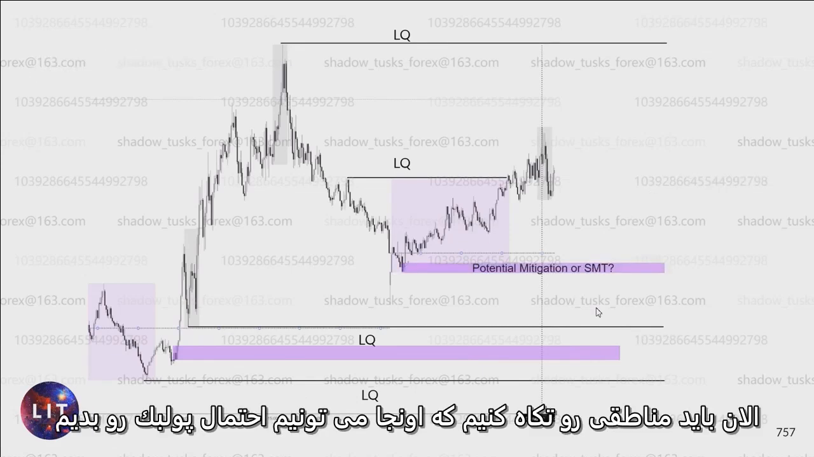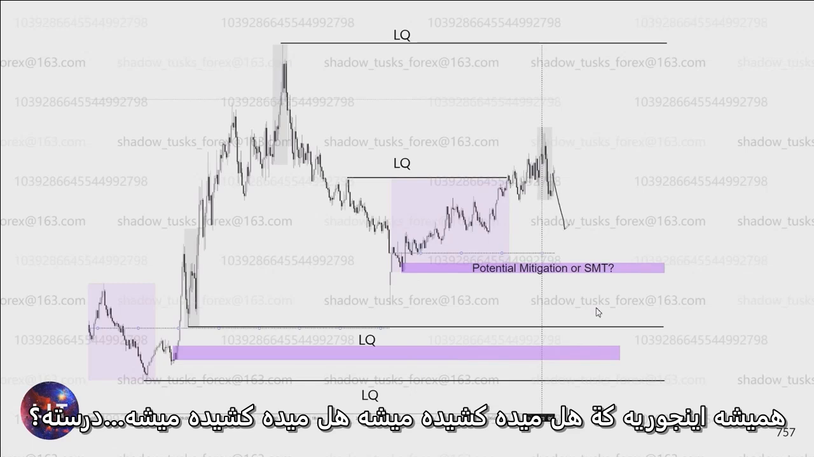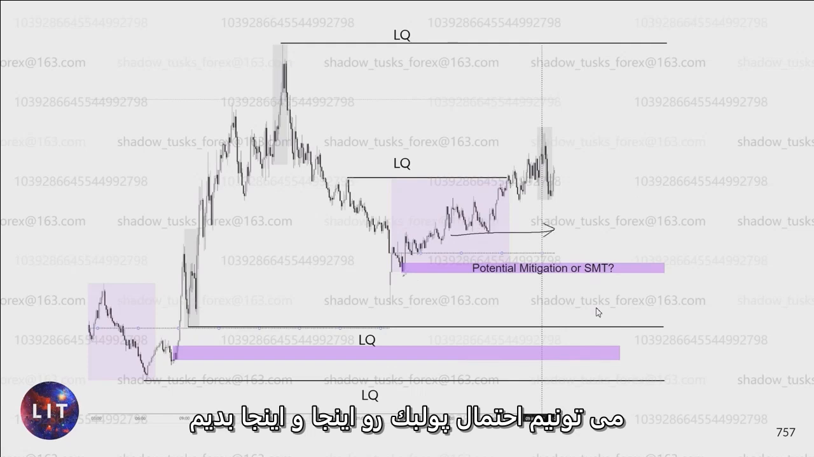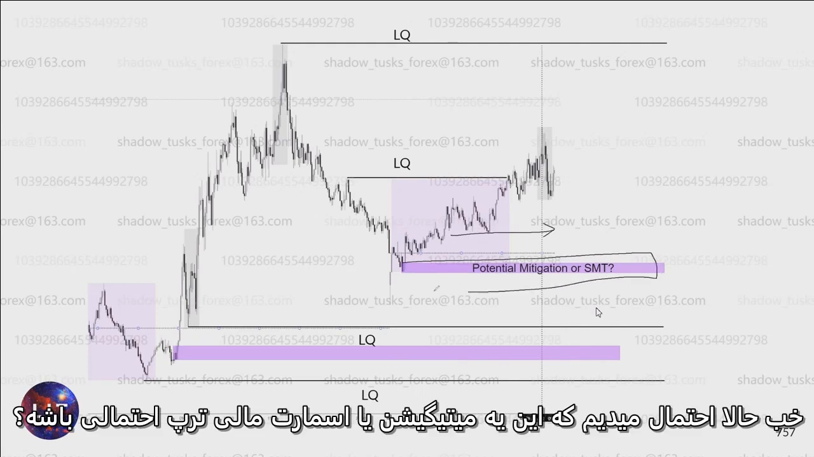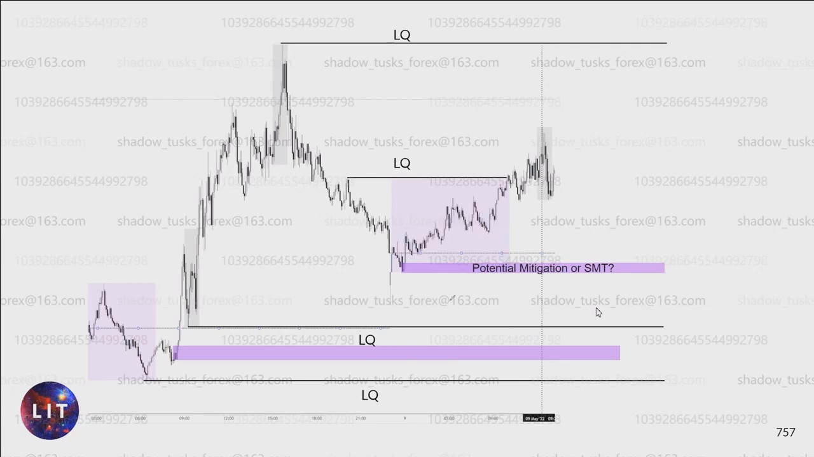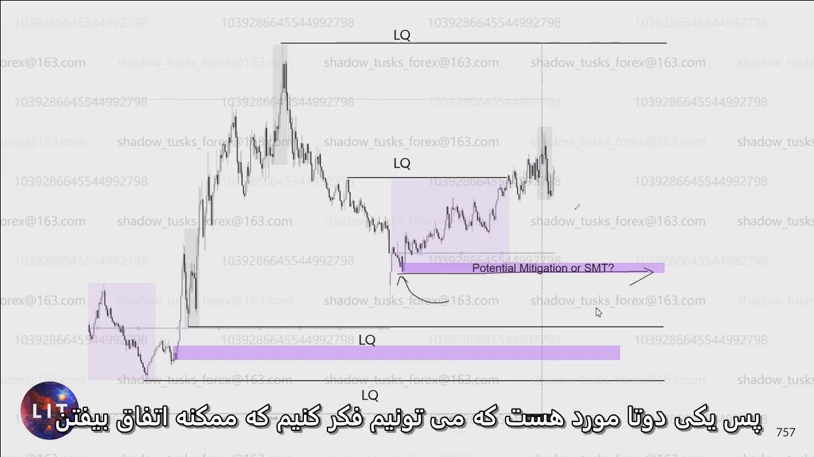Okay, so now we need to look at zones where we could expect possible pullbacks, because price is not just going to continue in one direction all the time. It's going to push, pull, right? So we could expect pullbacks here or also here. Now, would we expect this to be a potential mitigation or a smart money trap? Well, I'll just give you a second to think about that. Well, this lies on what? Asia low. So it lies on a liquidity zone.